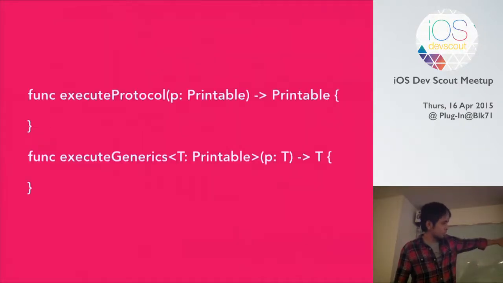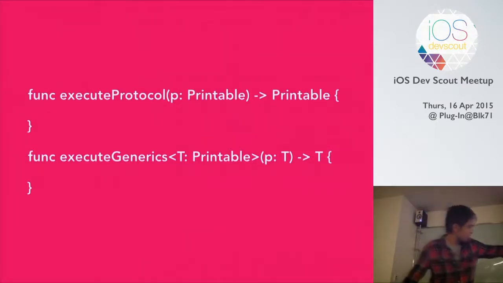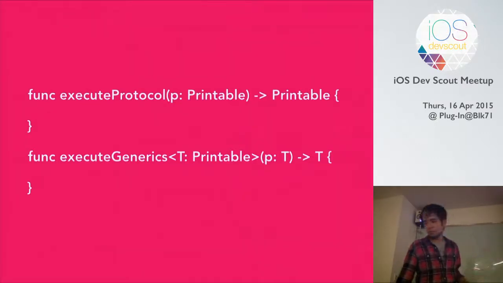So let's take a look at these two functions. The first function uses a protocol. The parameter is a protocol. By the way, Printable is a protocol Swift provides, and Printable has only one variable, which is description. In this method, the parameter is Printable, and it returns a Printable object. The next method, which is execute generics, uses generics, and the parameter is p, the type is T, T conforms to the Printable protocol, and it returns T.